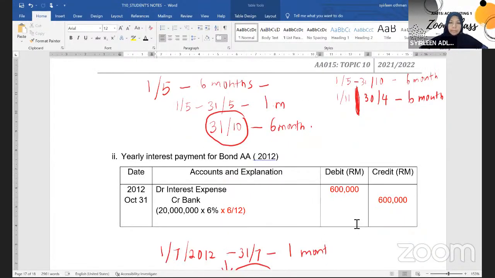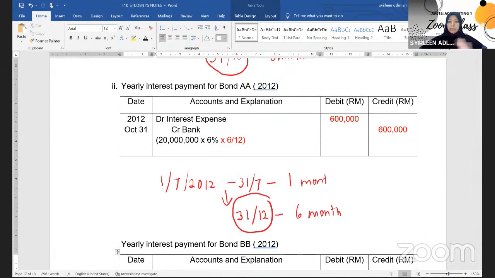Okay, alright. Tapi kalau untuk BB, shouldn't be any problem. Sebab the first 6 months dia akan habis 31st of December. So nanti dia akan start balik 1st of January. Dan bayaran akan dibuat pada 30 hari bulan Jun.